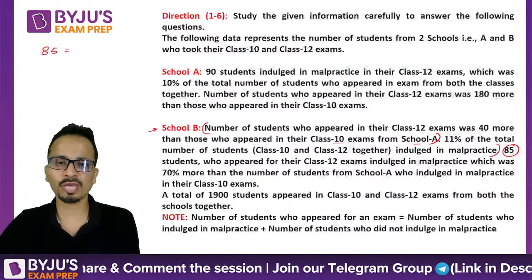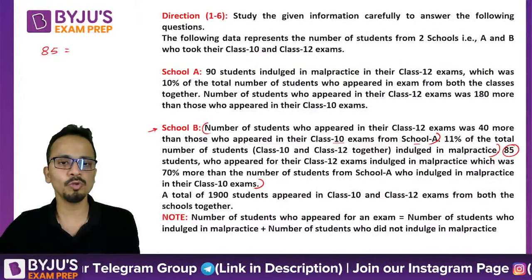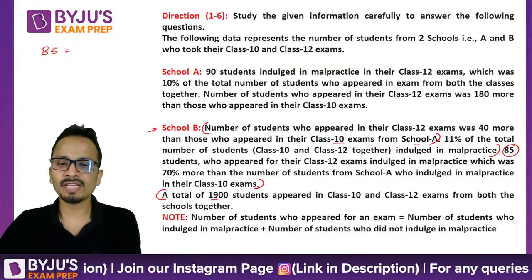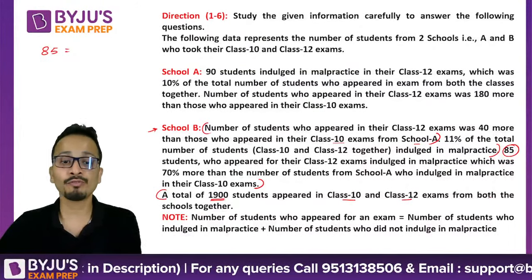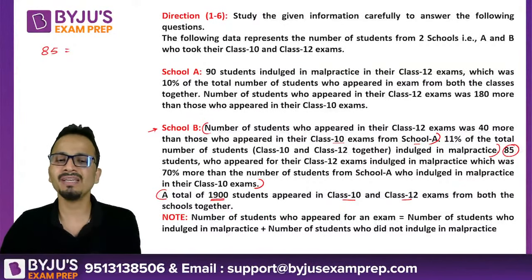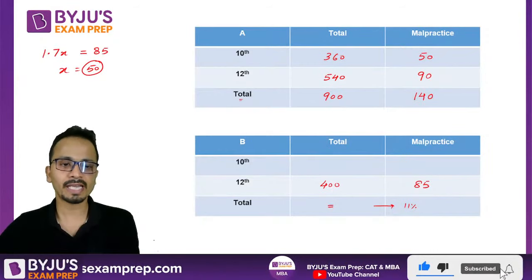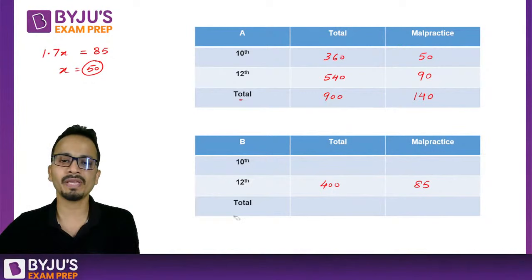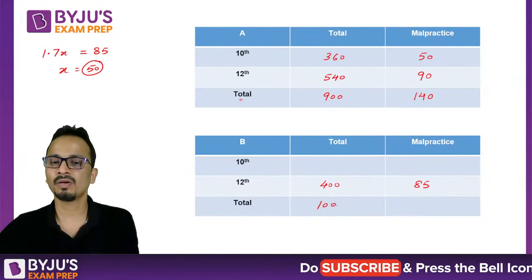Now let's look at the remaining values of school B. So first paragraph of school B is over. This paragraph says that a total of 1900 students appeared in class 10th and class 12th exam from both the schools together. So दोनों school में total जो appear हुए हैं, it should be 1900. First school it is also already 900. So second school में कितना होना चाहिए? Remaining 1000. So total number of students who appeared in 10th and 12th from school B, this value will become 1000.